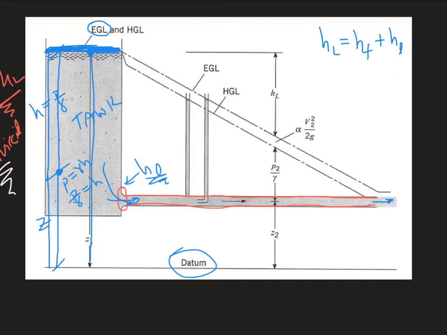Okay, so normally there's an energy loss right there, but the book is not accounting for that. So then what's going to happen is all along this pipe, we're going to lose energy.